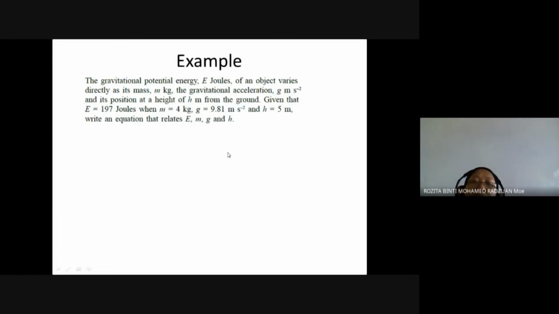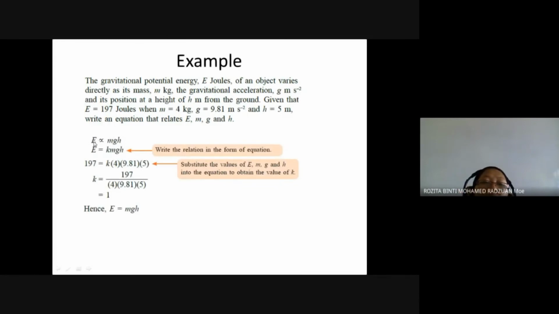Actually, this question is the same as the first example, but it's just in the form of a solving problem. So first, we have to write down in the form of variation. E varies directly as M and G and h. And then write down in the form of equation, E equal to kMGh. Now just substitute the values given. We have 197 for E, M is 4, G is 9.81 and h is 5.